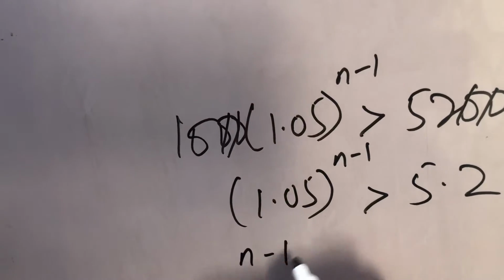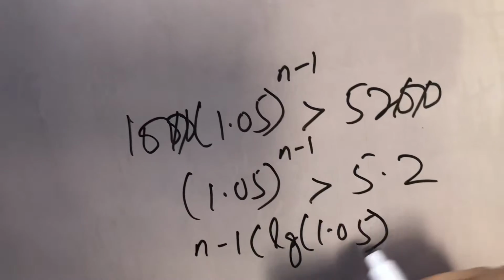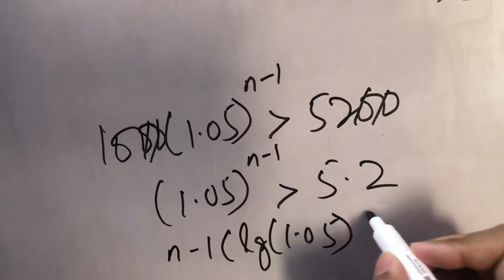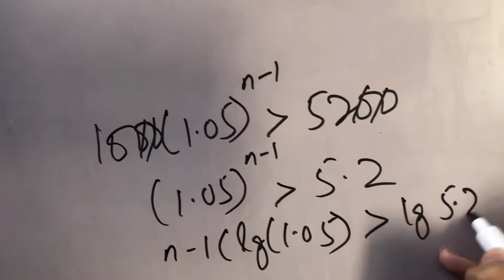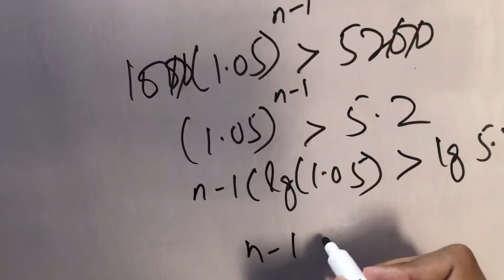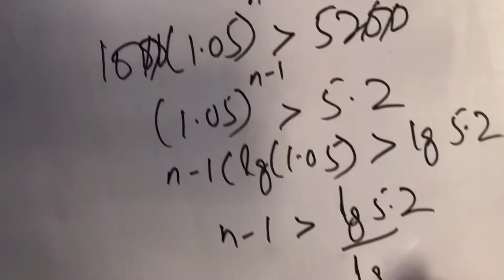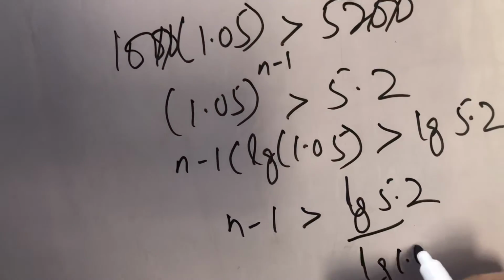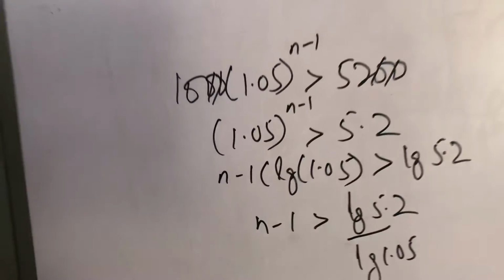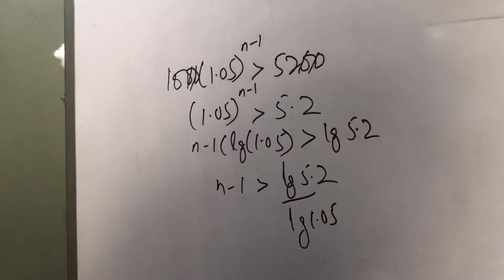So n minus 1 into log 1.05 is greater than log 5.2. Solving it further, n minus 1 is greater than log 5.2 divided by log 1.05. Okay, I hope that you guys have understood this part.